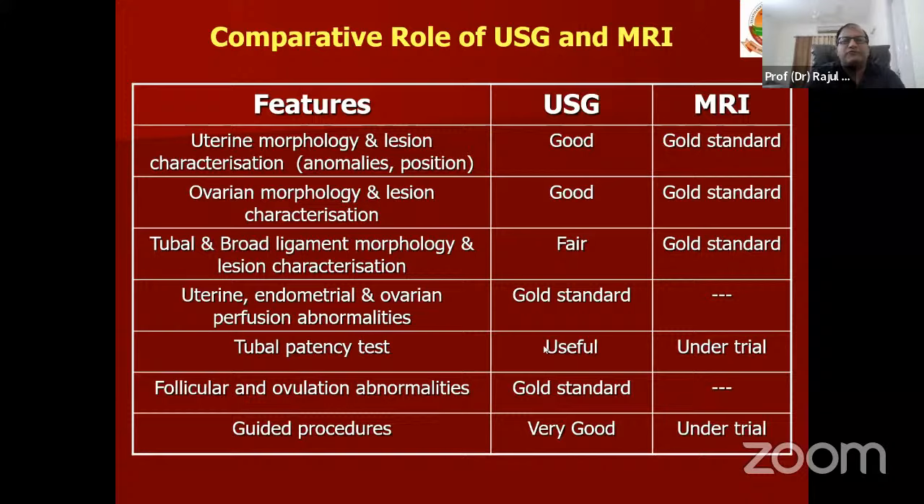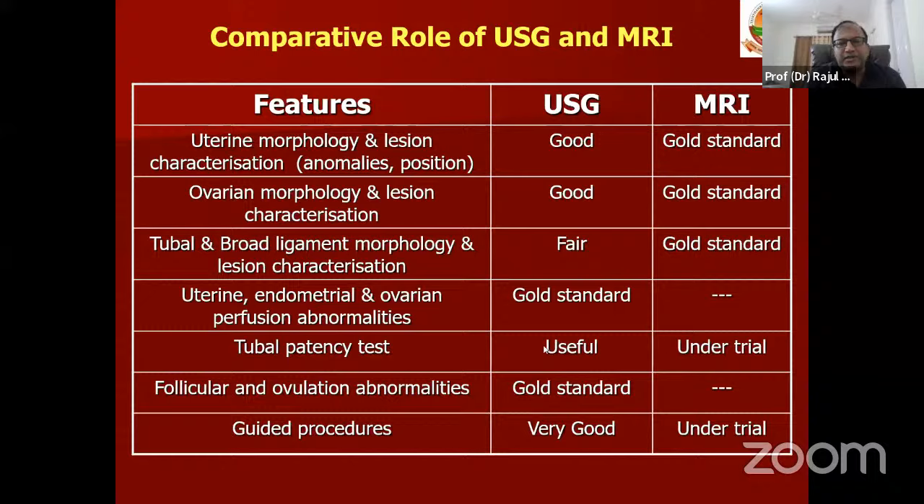So this is just a tabulated form where we can see which modality to choose when we are looking for a particular characteristic in a female patient. If we are looking at uterine morphology and lesion characterization, MRI is the gold standard. Again, for ovarian morphology and lesion characterization, MRI is the gold standard. For tubal and broad ligament morphology and lesion characterization, MRI is the gold standard. But for uterine, endometrial, and ovarian perfusion abnormalities, of course, ultrasound scores over.